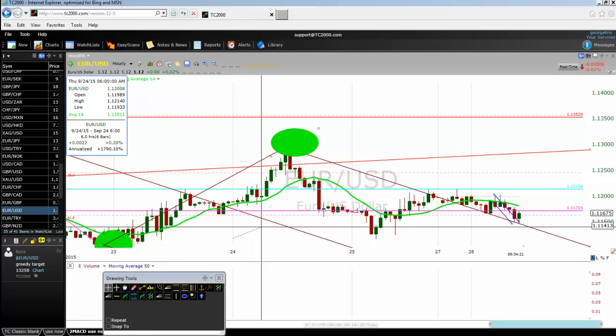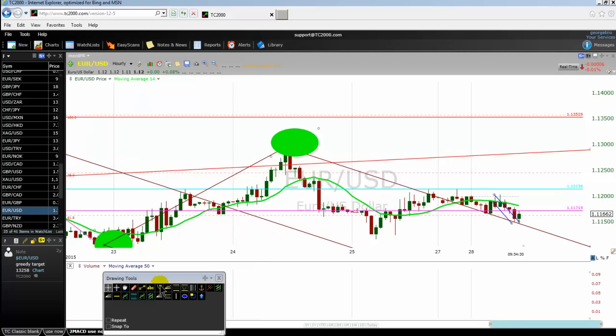I'll put my stop loss at 1.1141. That's a 30 pip stop loss. So I'm going to put a red line there. I'll use a 30 pip stop for this trade.